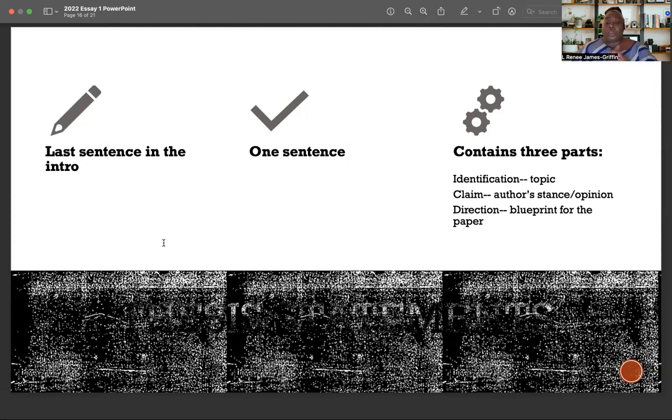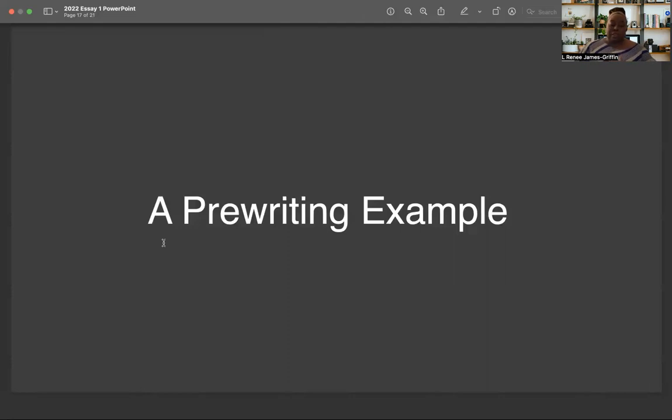The last parameter, the third parameter, is that thesis statement, that 1 sentence that's the last sentence of your introduction, should contain these three things: identity, claim, and direction. Identity basically means what is the topic of your essay. The claim is what is your stance about that topic? And more importantly, the direction, what are you going to talk about that topic, okay? And that should be included in that one sentence. Now that may seem like a lot, but I'm going to show you an example so you can see how this looks. All right, so let's go through the example.